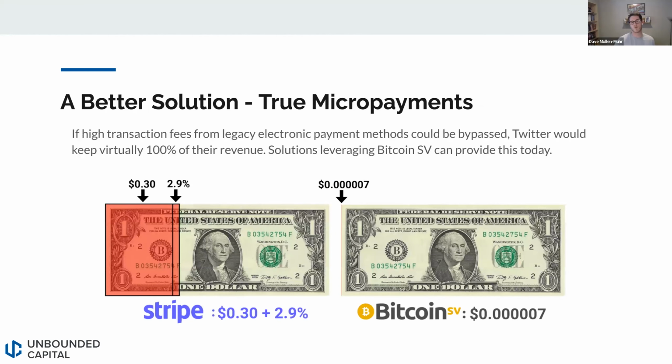So what's a better solution? What's more in line with the vision for the internet that Unbounded Capital has been talking about? That would look more like true micropayments. In this schema, Twitter could keep virtually 100% of the revenue, and solutions that leverage Bitcoin SV can provide this at Twitter scale today. So you can see the stark contrast with just the fixed fee of the per transaction price to process on the Bitcoin SV network being far less than 1/10 of a cent, such that it's virtually invisible. So this will feel like a cash transaction where there's no transaction fee per se, but it's electronic.